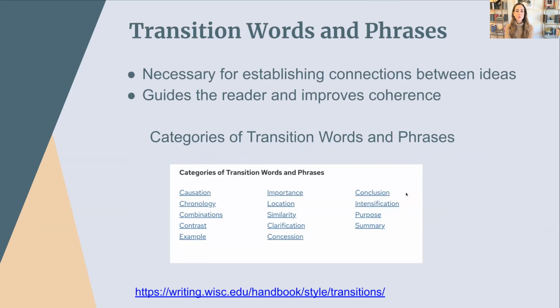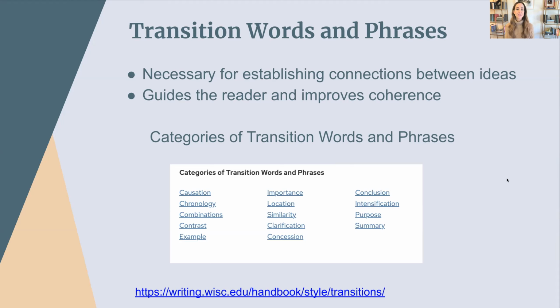So then we have transition words and phrases. These are really important for establishing connections between ideas and sources, and they guide the reader and improve coherence. We have different categories of transition words and phrases. The categories include causation, chronology, combinations, contrast, and examples. There's a lot here, and I'm going to send you this handout with the recording.